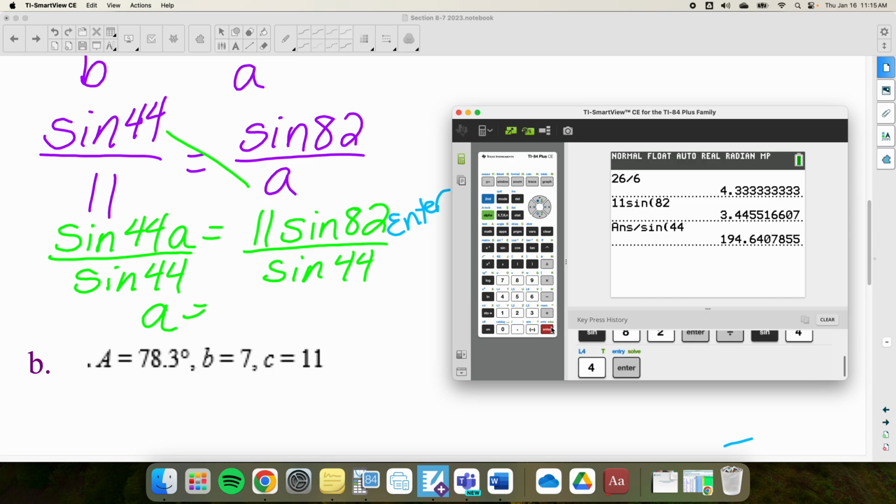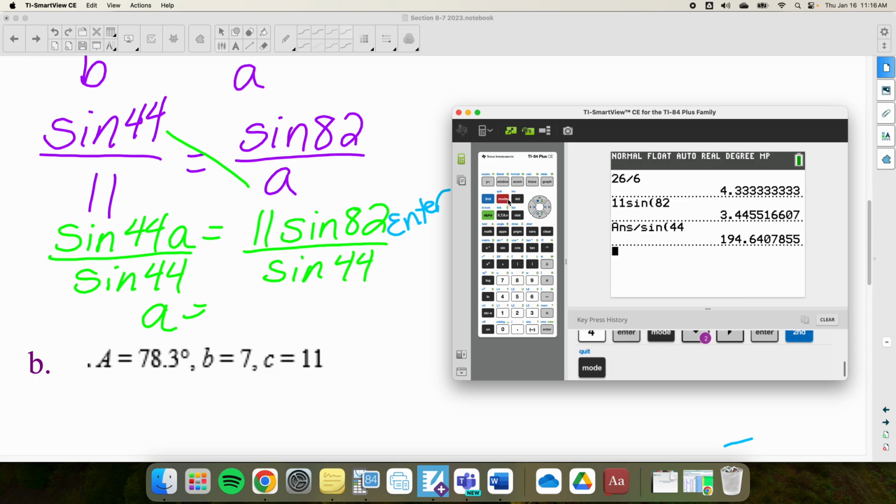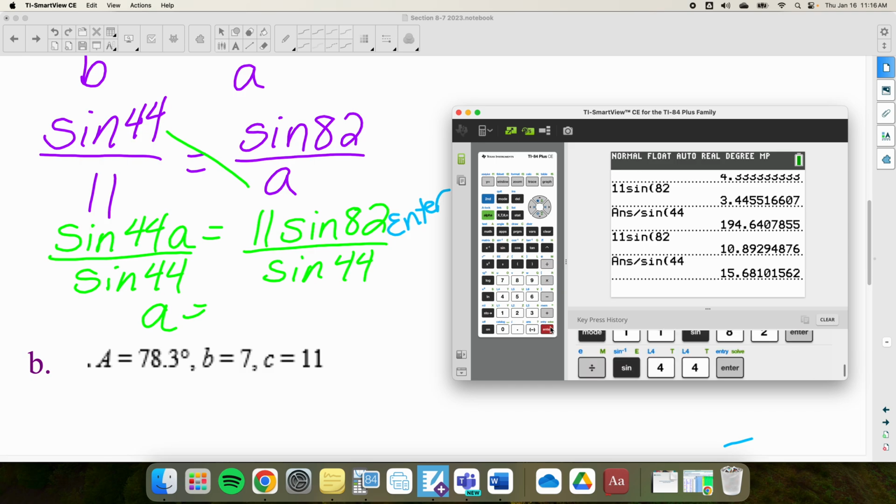Did you guys get 194.64? Or do I have it in the wrong mode again? I do. Mine opens up, and if I just restarted, it's not in that mode. So let's try this again. 11 sine 82 enter divided by sine 44, and that is 15.68.